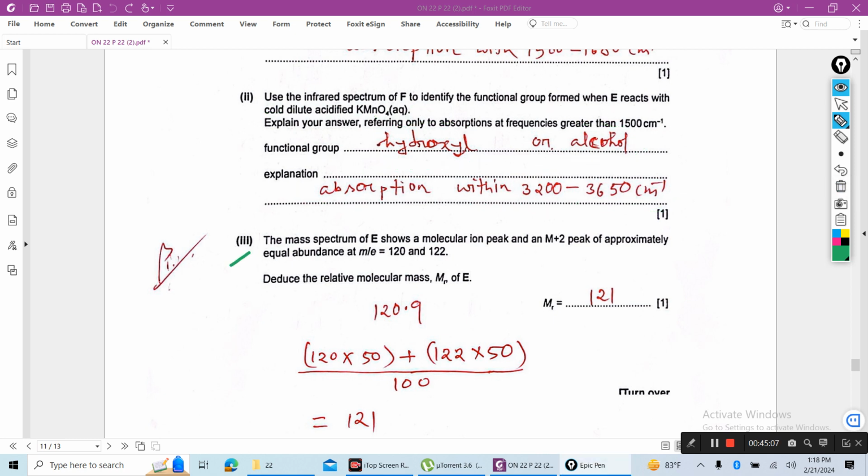Number 3. The mass spectrum of E shows a molecular ion peak and an M plus 2 peak of approximately equal abundance. The m/e values are 120 and 122. Now deduce the relative molecular mass Mr of E. If you take 120 times 50, because of equal abundance, plus 122 times 50, divided by 100, you get relative molecular mass 121.